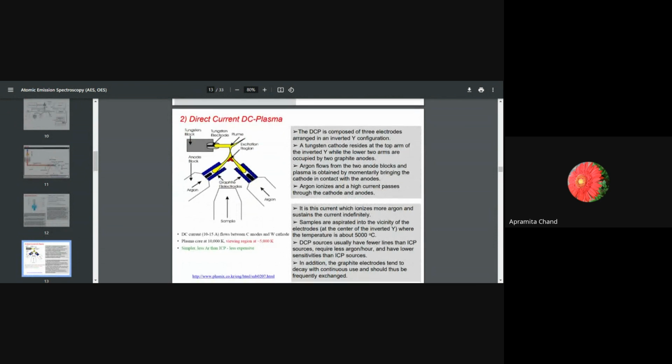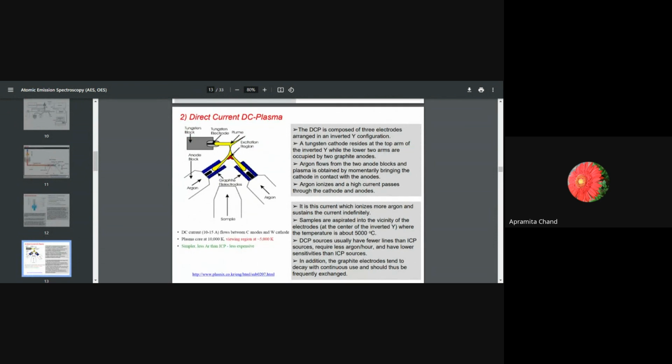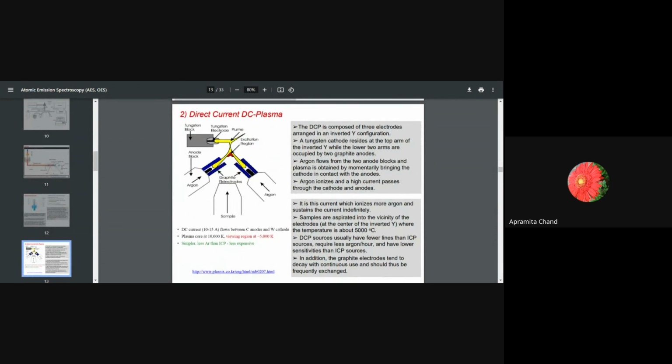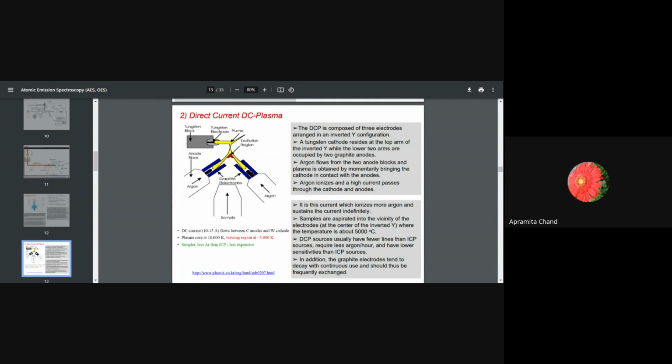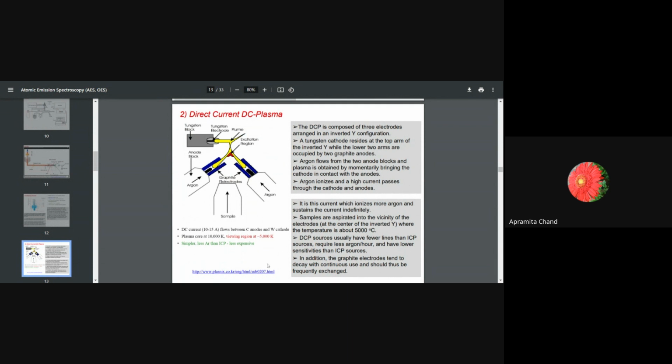There is another kind of AES spectra which can be achieved with DCP. So that was ICP, inductively coupled plasma. This is direct current plasma. So this also you can have a read. Usually they require less argon, but they have lower sensitivity than the ICP sources. So usually DCP is not much preferred, but still it is used.